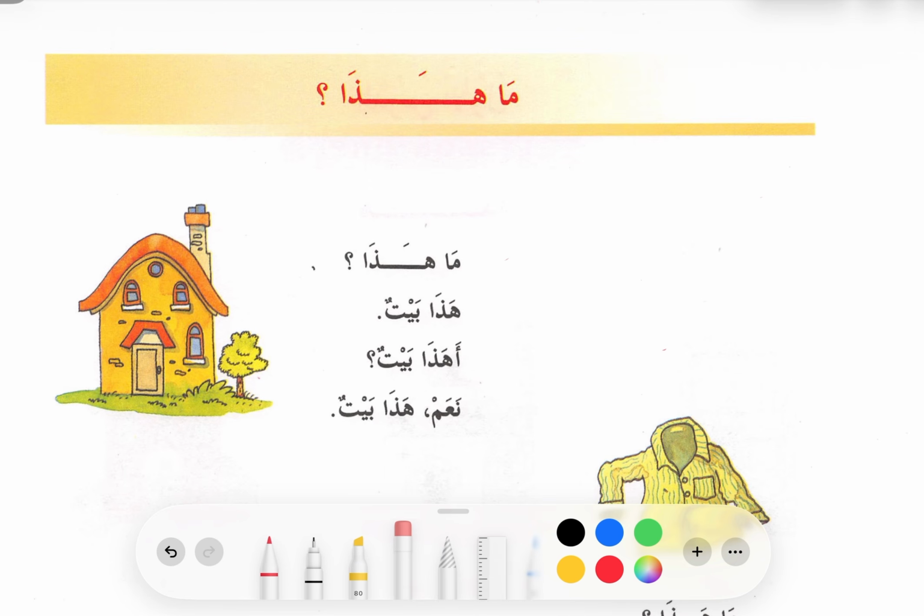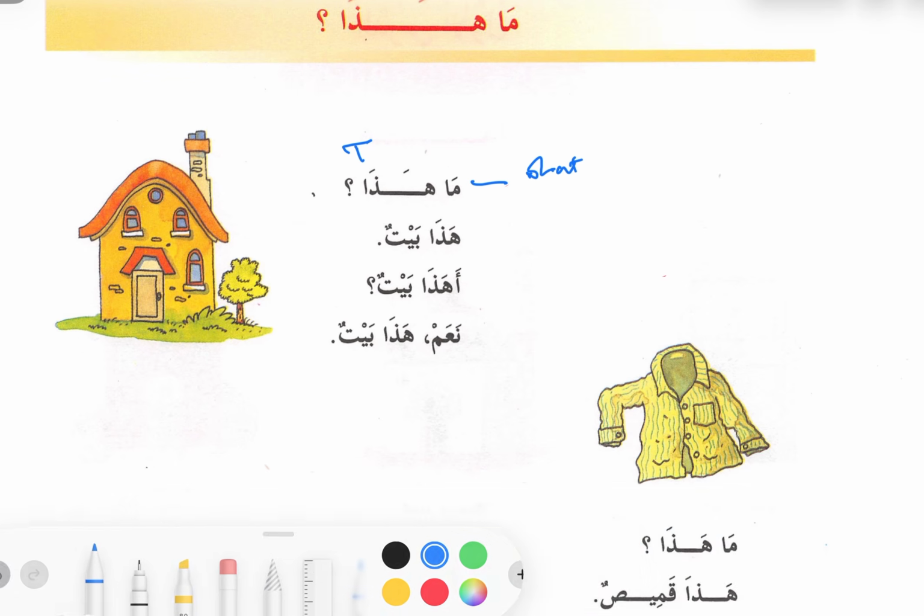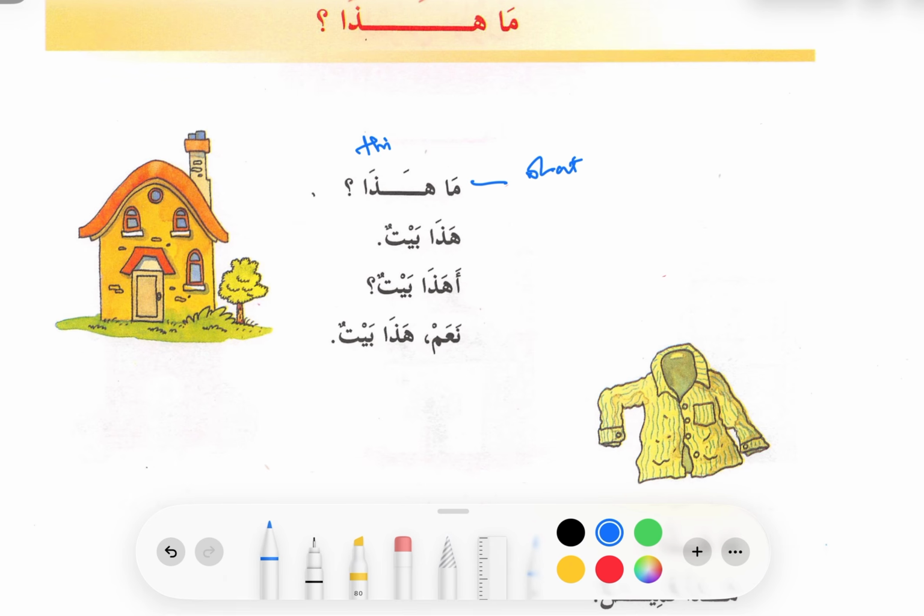Having known what ma, na'am and la are, I think you can answer these questions. Ma hada. What is the meaning of ma hada? Ma means what, and hada is this. If you translate into English, what is this? Ma hada. The answer is hada baitun.